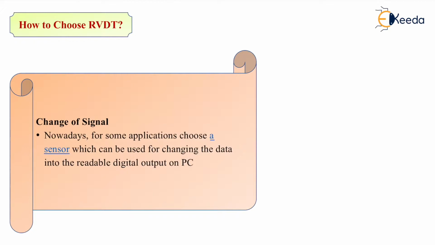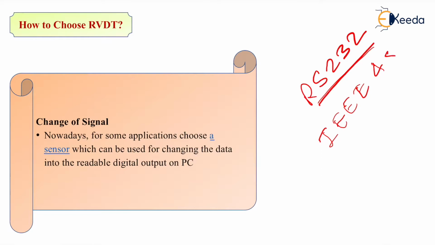Now, when that mechanical energy is converted into an electrical signal, if we want it in readable, digital form, we have to convert that electrical signal into a digital one. In LVDT we have seen the interfacing: for serial communication, ports like RS-232, and for parallel connections, IEEE 488. So if there is a change of signal in the RVDT, we have to choose sensors which will not get affected when the signal is converted from electrical to digital.